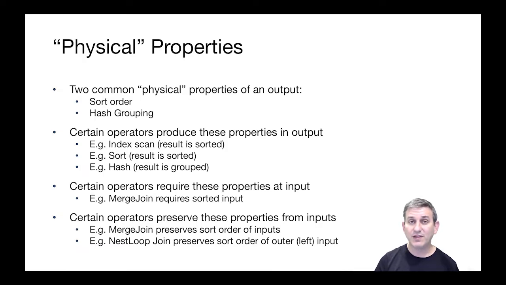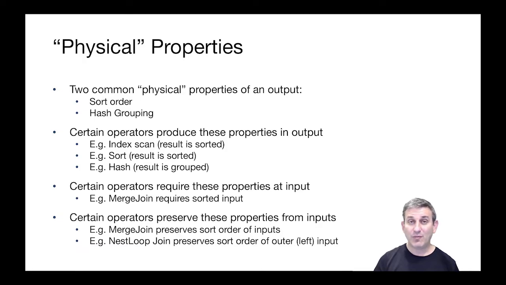Another possible physical property is that the output is coming out hashed, in the sense that all matches are together, and once you see all the matches and move on to a new value, you'll never see those values again. These are the results of hash joins or of the hashing algorithms we've seen earlier in this class. So those are examples of common physical properties. Some operators produce these properties as part of their output. Index scans, for example, will produce the output sorted by the index keys if it's a B+ tree. Sorting will produce its output in the sort order specified. Hashing will produce the output hashed in the grouping specified.